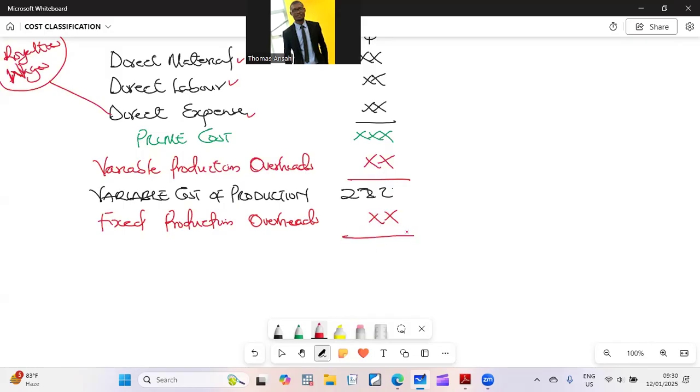Now, when you add all these costs together, you now get the total production cost. Everything that went into production. Of course, you have non-production costs like the selling and distribution. So you can add all your non-production costs.